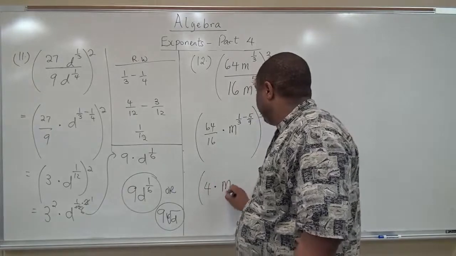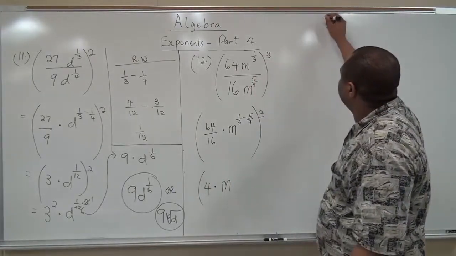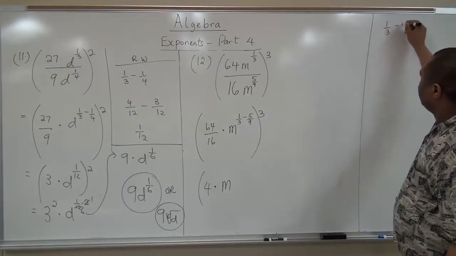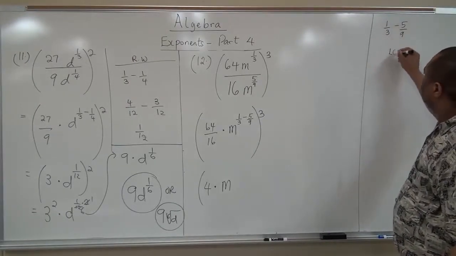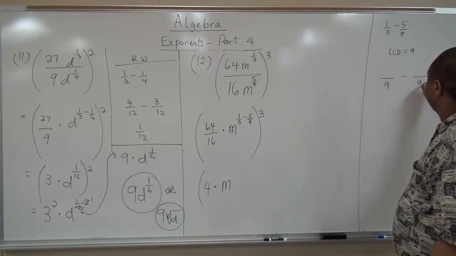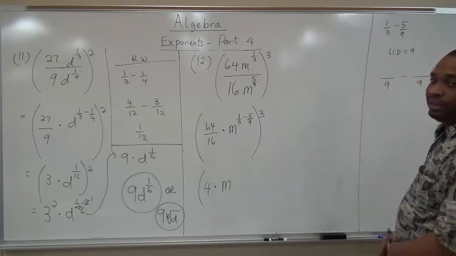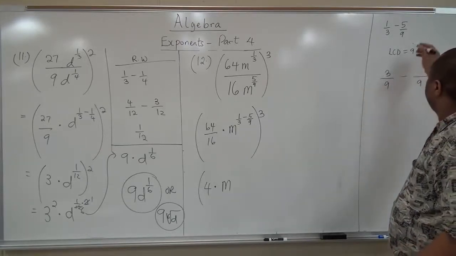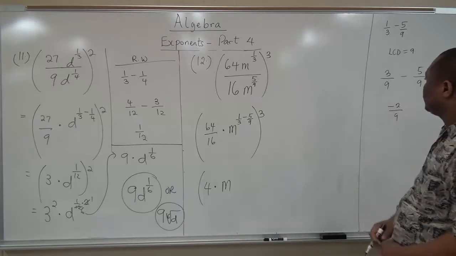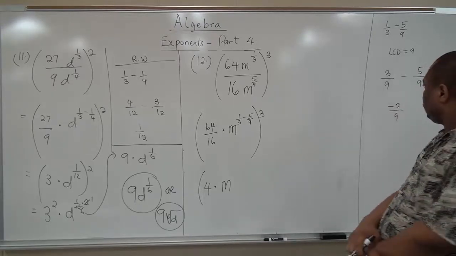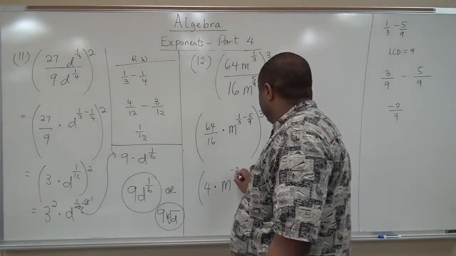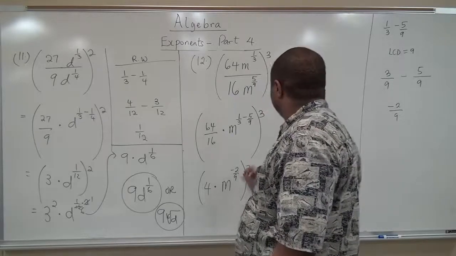times m. Now let's look at the 1 over 3 minus 5 over 9. LCD is 9, so we have over 9 minus over 9. 3 times 3 will give you 9, so 1 times 3 is 3, and this is 5, so this is negative 2 over 9. 3 minus 5 is negative 2. Negative 2 over 9, so m exponent negative 2 over 9, then all cubed.